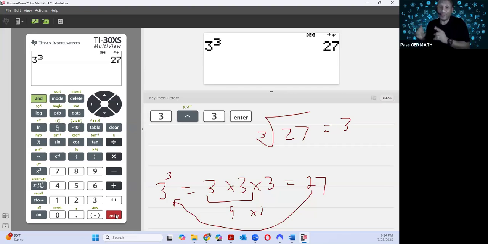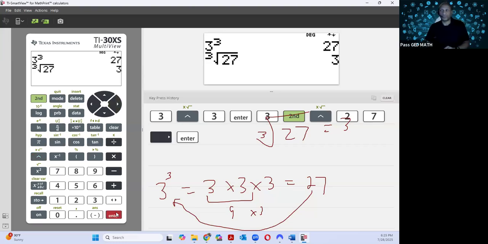But if you recognize the pattern, once I know the squares and once I know the cubes, I know how to find the cube root. I'm just looking at the base. So the cube root of 27, how would I do that? I press my 3 first, then I hit my second. See above that caret, it says x, and that's the root sign. Boom. 27.